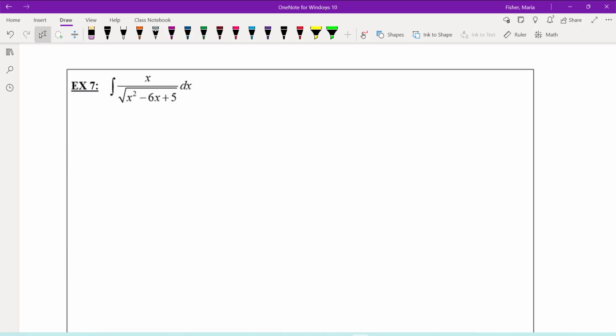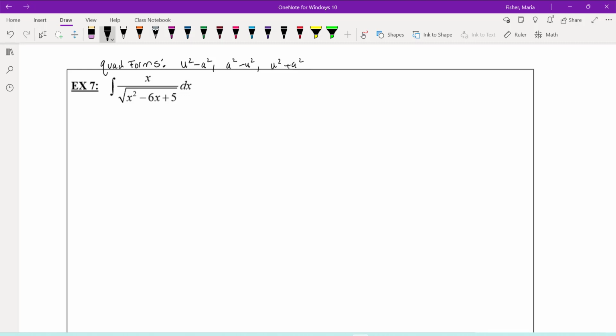Let's look at our last one, number 7. Number 7 is the indefinite integral of x over the square root of x squared minus 6x plus 5 dx. Well, that doesn't look like our quadratic forms. Remember, our quadratic forms that we talked about at the beginning of this section were u squared minus a squared, a squared minus u squared, and u squared plus a squared.